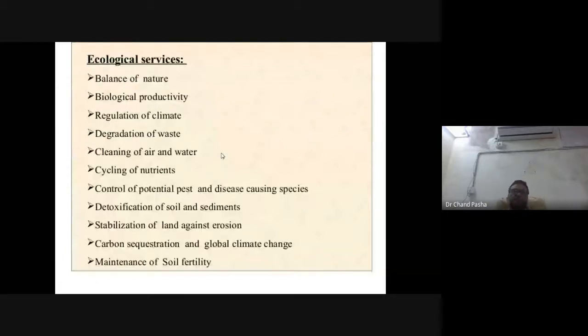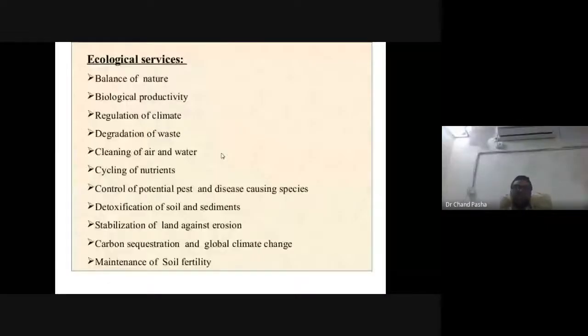Let's see, there are climatic seasons, rainy season, winter season, summer season, and there is flora and fauna, balancing of flora and fauna. Everything is controlled by the ecological services. Biological productivity, regulation of climate, degradation of waste, cleaning of air and water, cycling of nutrients. This was asked. Control of potential pest and disease causing species.